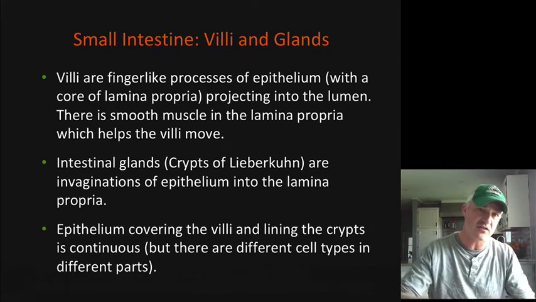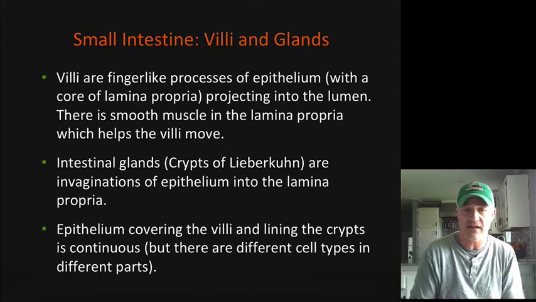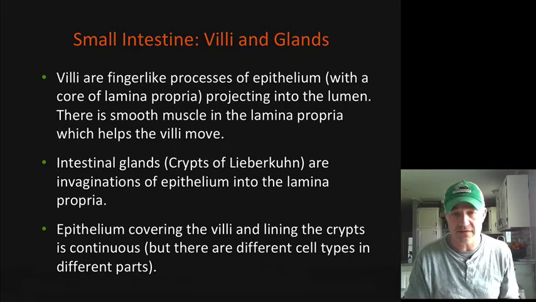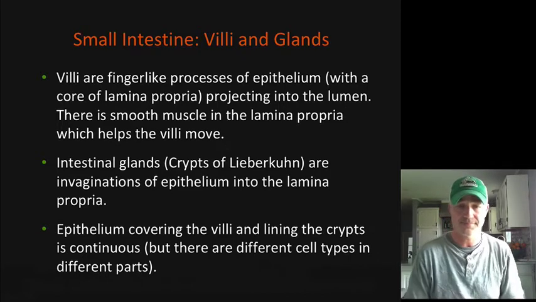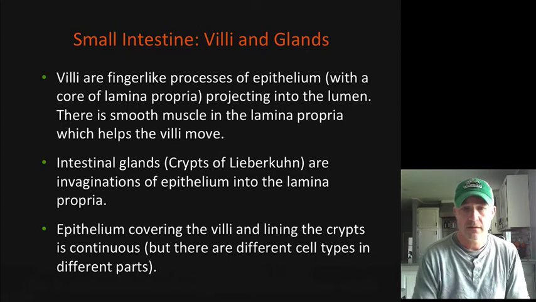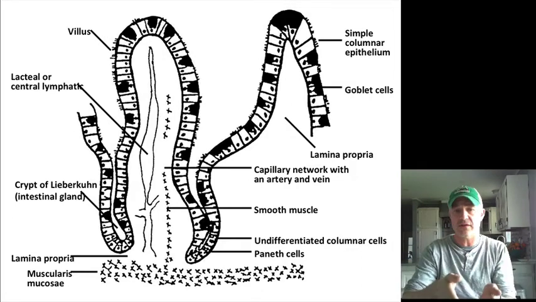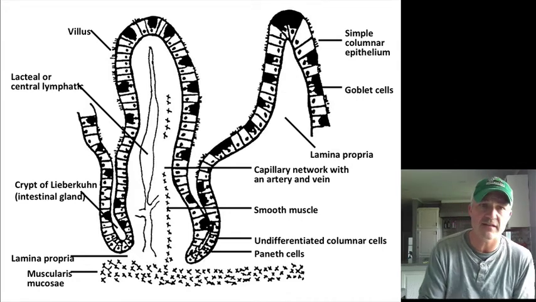But these are invaginations that go down in there. We'll have hormone-producing cells lining these, mucus-producing cells lining these. Again, epithelium covering going all the way down here. Sometimes there are going to be some immune cells down at the base of those as well. But different cell types, like I said, in different parts. So you can see here it's showing you those villi going up, and you can see those crypts on either side of it.